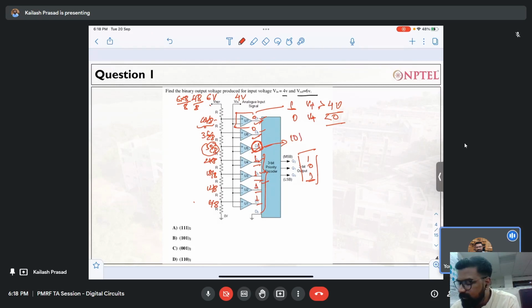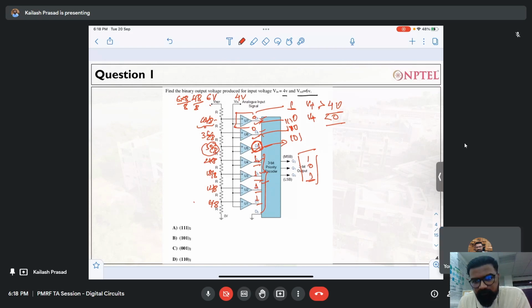If it would have been 6, it would have been 110. It would have been 7, it will be 111. Are you getting my point? Okay, sir. So priority encoder will take the highest bit as 1. Yes. But the output will be according to the position.